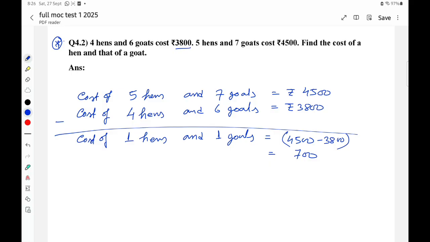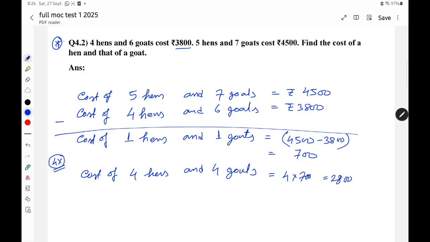But we have to separate hen and goat. So if I multiply it by 4, so cost of 4 hens and 4 goats. Multiply means both will be increased by 4 times. This is the 1 hen and 1 goat. If I multiply by 4, then the number of hens also 4 times, number of goats also 4 times, and the price also 4 times. 2800. This is the price of 4 hens and 4 goats.